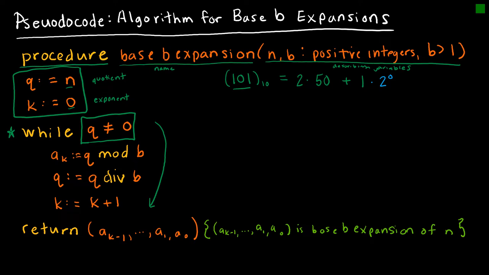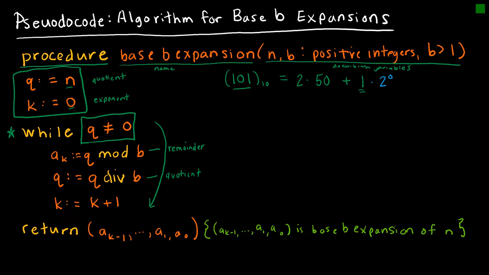So what does our procedure or algorithm tell us to do? It says that a sub k is going to be q mod b. Remember, that's just the remainder, and we defined that previously. So a sub k equals q mod b gives me the remainder. q is going to be q divided by b. That's the quotient. So what it's telling us is essentially that a sub k, whatever's being multiplied by base b to the k, is going to be the remainder.